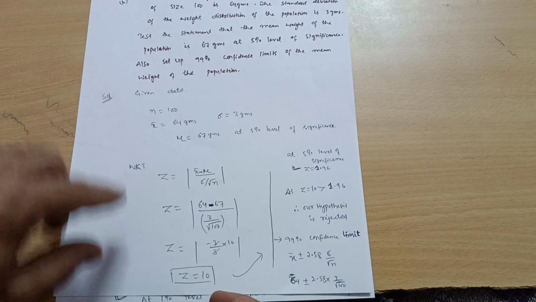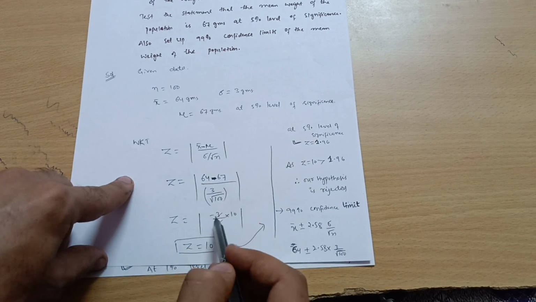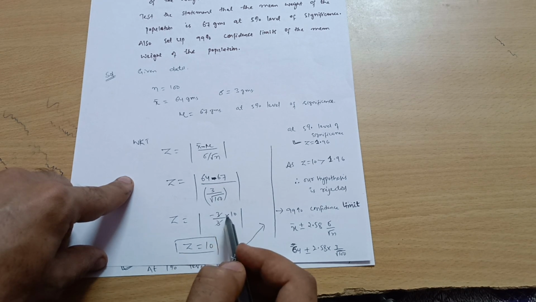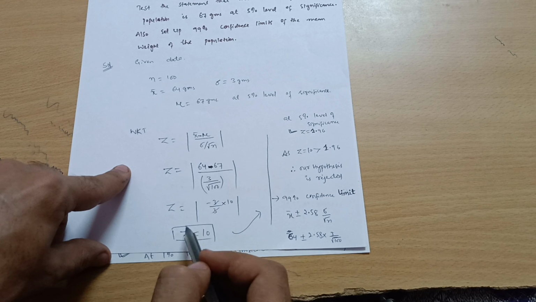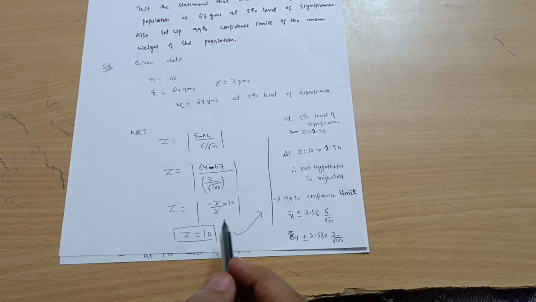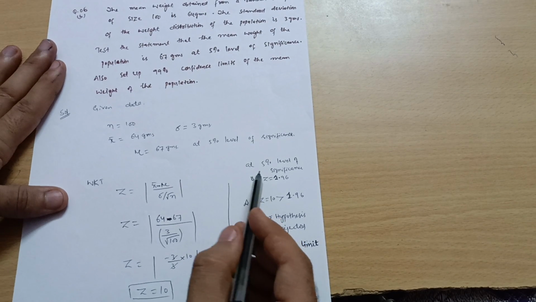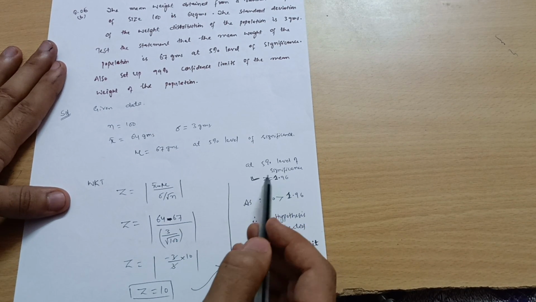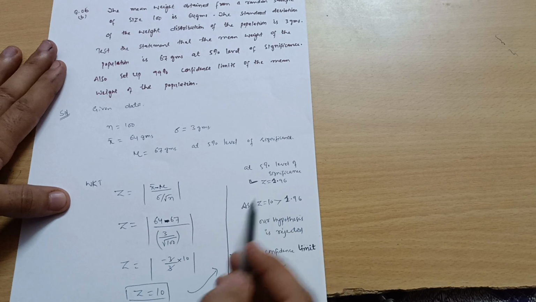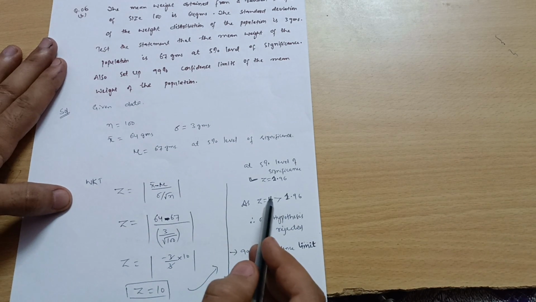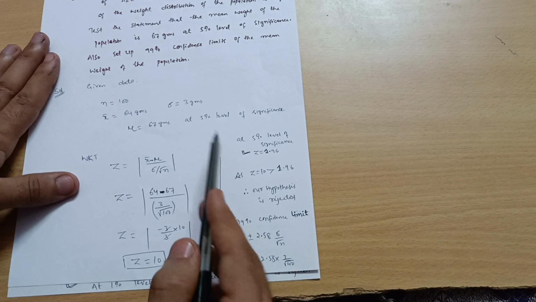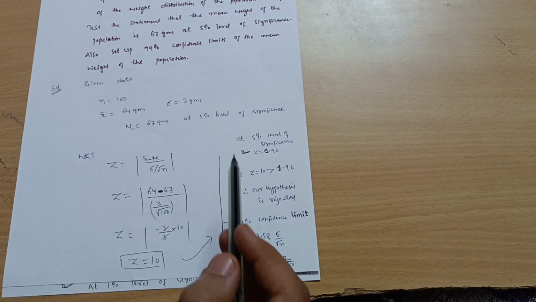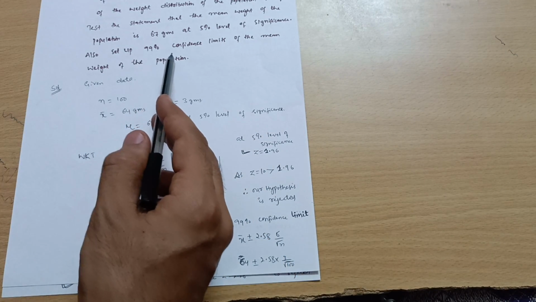So 3 upon root 100, so you will get z is equal to 64 minus 67 is minus 3, divided by 3 multiplied by root of 100 which is 10, so it will be reciprocal and becomes 10. 3 cancels, and this becomes mod of minus 10, which is nothing but 10. Mod always gives positive values, so z is equal to 10. You already know at 5% level of significance the standard z value is 1.96. Here z is equal to 10, which is obviously greater than 1.96, so we conclude that our hypothesis is rejected at 5% level of significance.